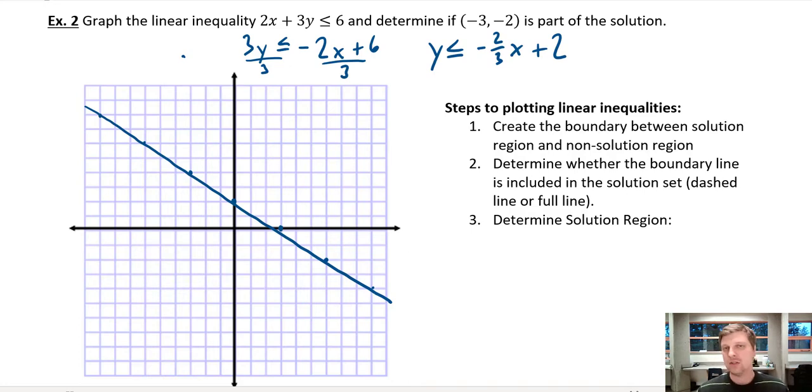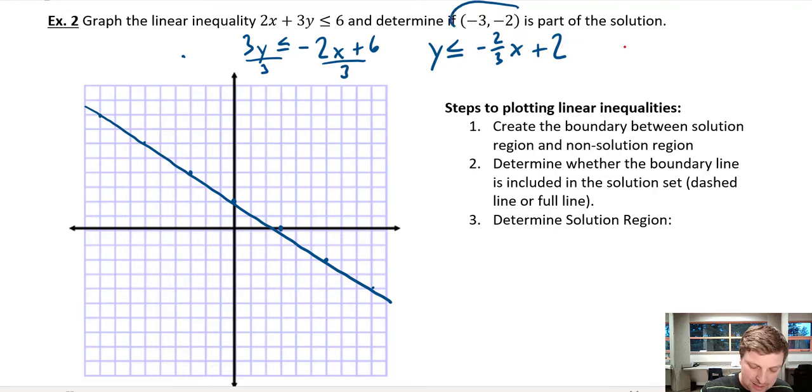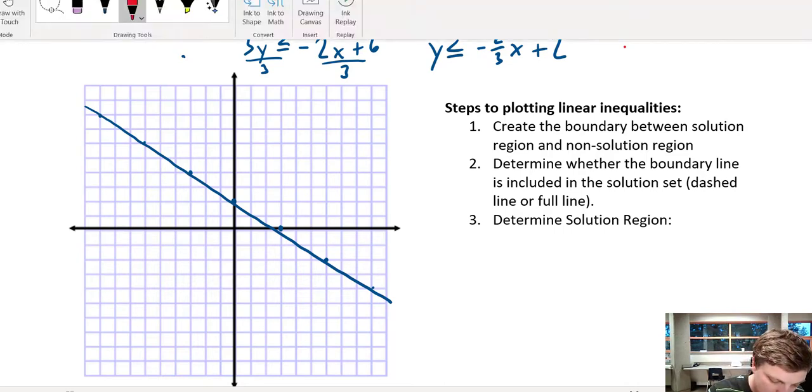Now, you might visually be able to look at this and tell me, oh, well, less than will be above the graph or below the graph, or maybe you can do it visually. But if you can't, an easy way to do that is to pick a point like they suggested here. So they're saying pick this point and tell me, is this part of the solution? So is -3, -2 part of the solution? So let's just find that point right there.